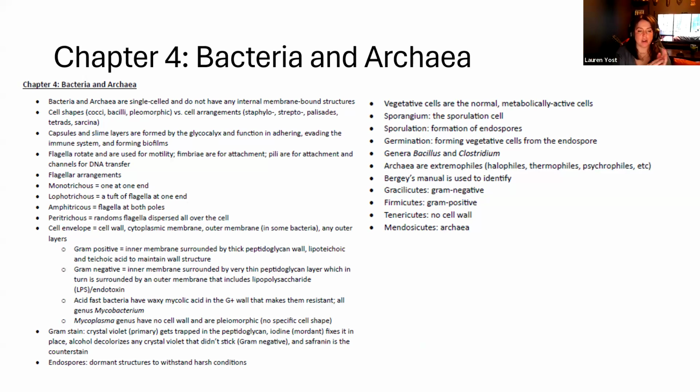So mycobacterium has the mycolic acid on the outside that repels a lot of stuff because it's waxy and makes it really hardy. It's like Mycobacterium tuberculosis. It's very resistant to a lot of things.